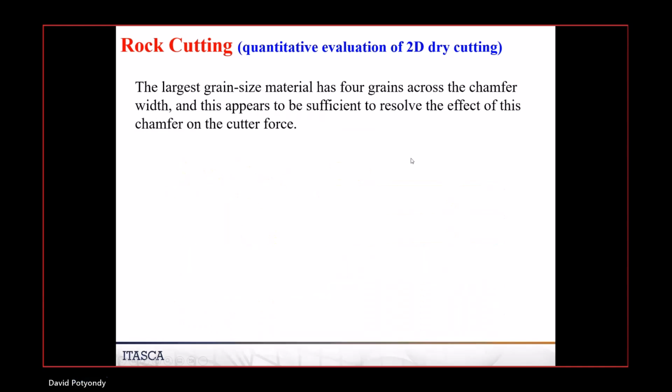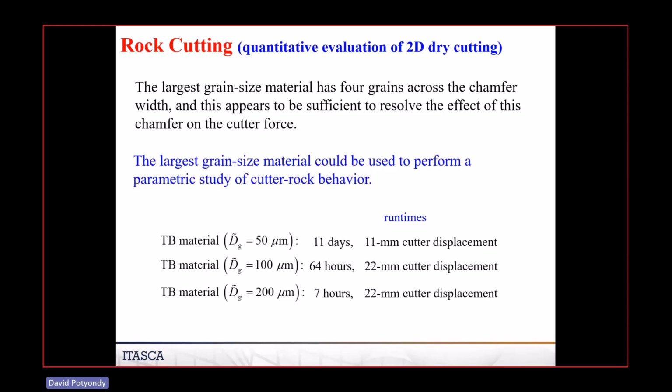Okay. Of course, we want to do that because it takes a lot more runtime. This was also in 2018. The code runs faster now, but yeah, it was a hell of a lot. And notice that only went 11 millimeters, not even the 22. So this is an important thing. And so this is what we find.